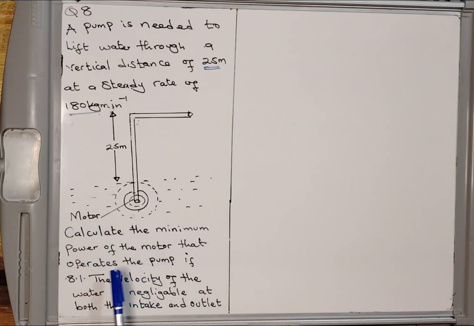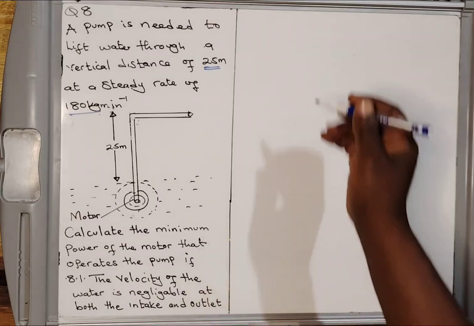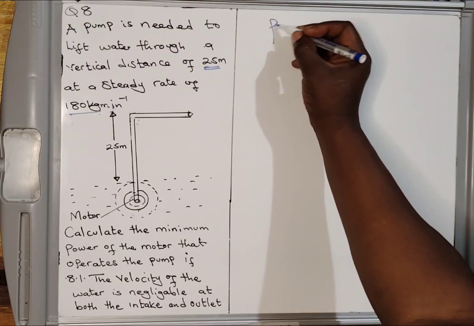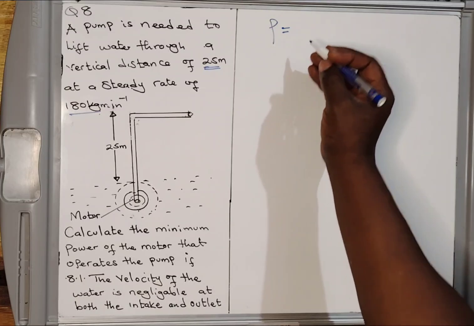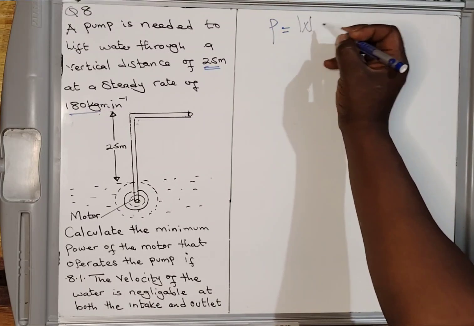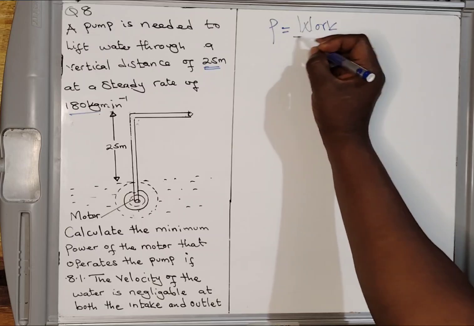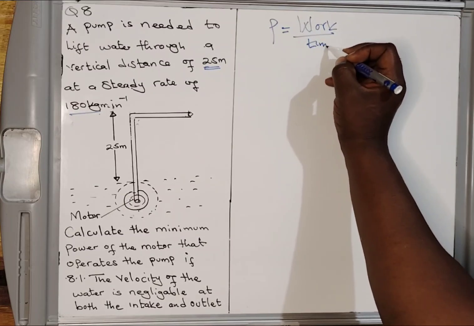So we're having the question now. It says calculate the minimum power of the motor that operates the pump if the velocity of the water is negligible at both intake and outtake. So how do we get this power? So you have to know something if you're going to approach this question. We say power is equal to work over time.